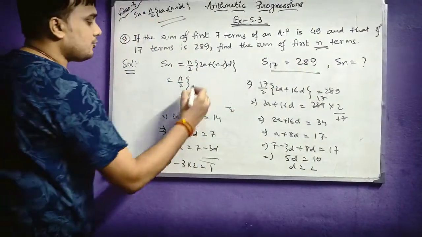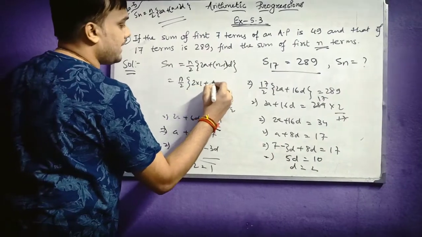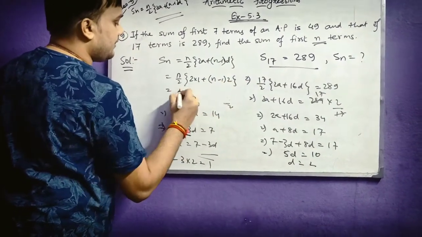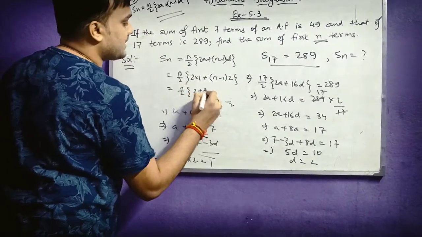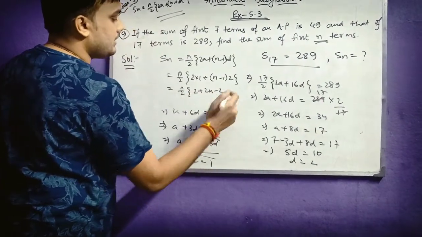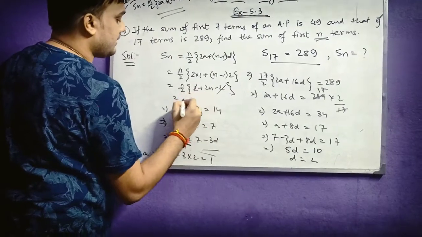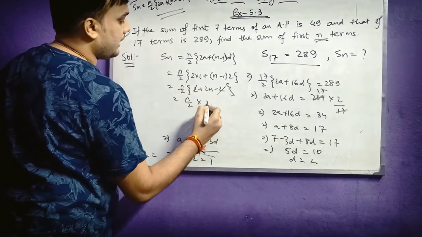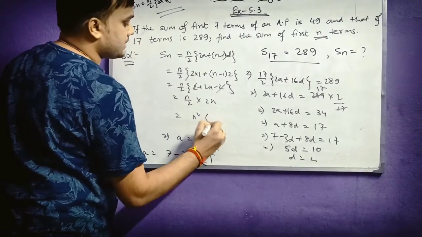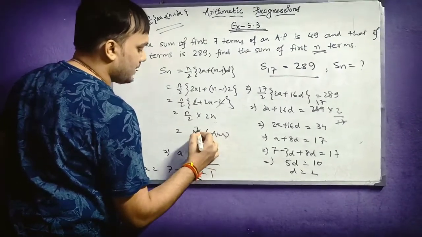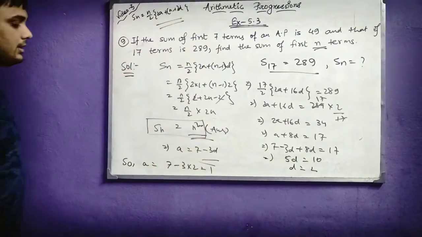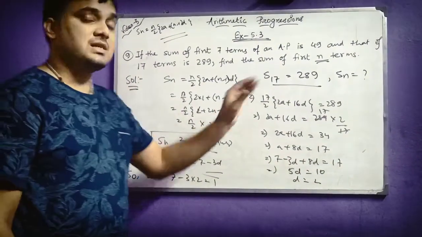So n by 2 into 2 into 1 plus n minus 1 into 2. Okay. You will get here n by 2, 2 plus 2n minus 2. Okay. So this 2 will be eliminated. So it will be n by 2 into 2n. You will get n square. So n square is our Sn here. Okay. So students, the sum of n terms is n square.